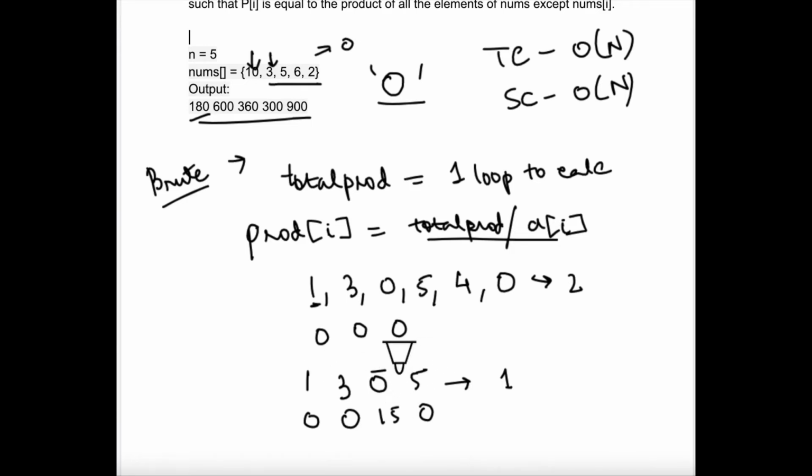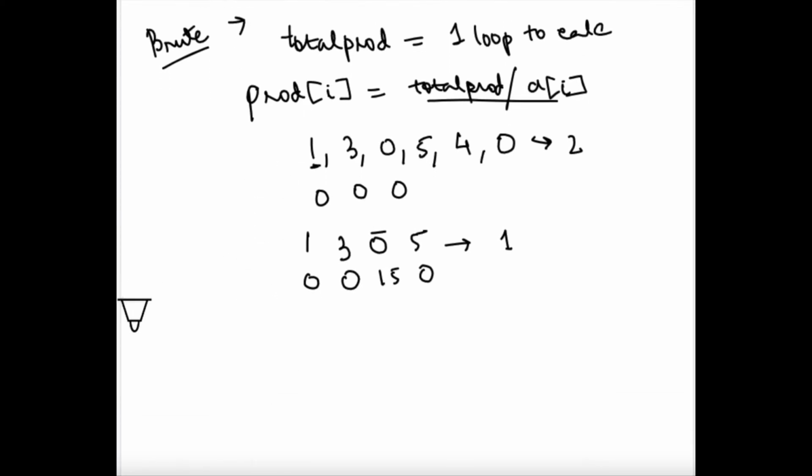Everything else will have the product equal to 0. Fair. And if there are more than 1 zeros, then everything will be a 0 only. We have understood the scenarios. Now let's try to figure out the optimal solution for this, in which we are going to derive the insights out of this one. So what is going to be the optimal solution?